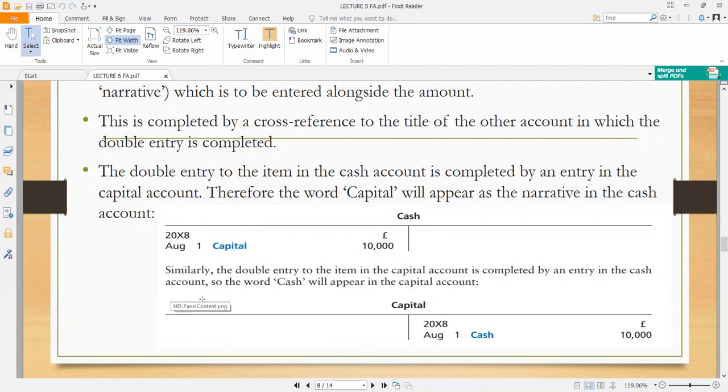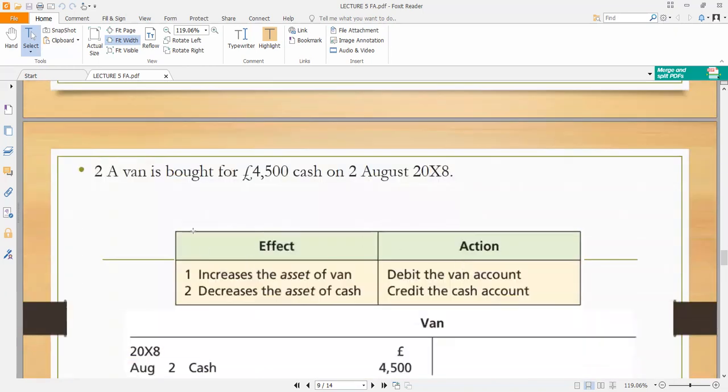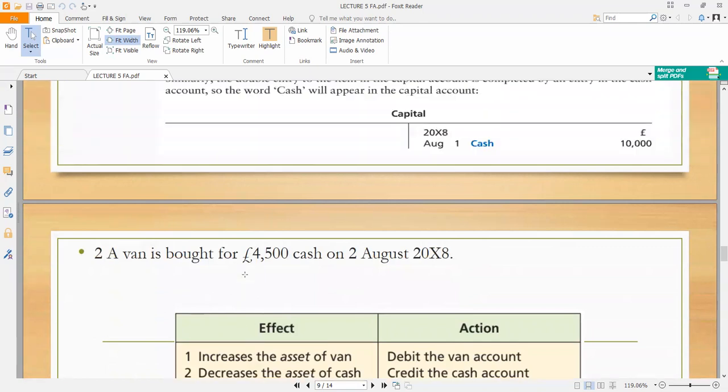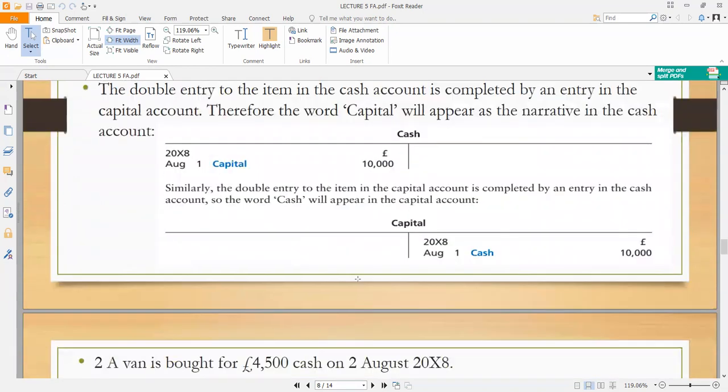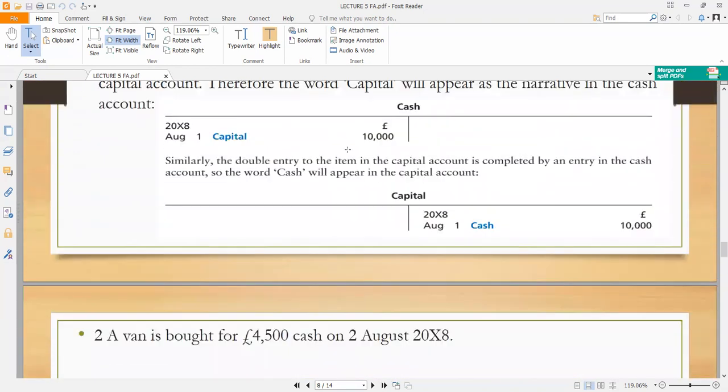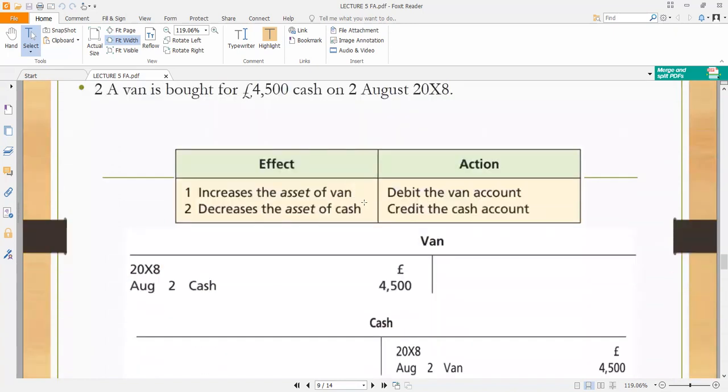Similarly, the double entry to the item in the capital account is completed by an entry in the cash account, so the word cash will appear in the capital account. As we can see on the other side, we've got capital, then we've got cash. Now let's look at the second entry. That was the first, meaning that the business is starting and you've got the first amount, which is capital, a capital of 10,000 pounds.